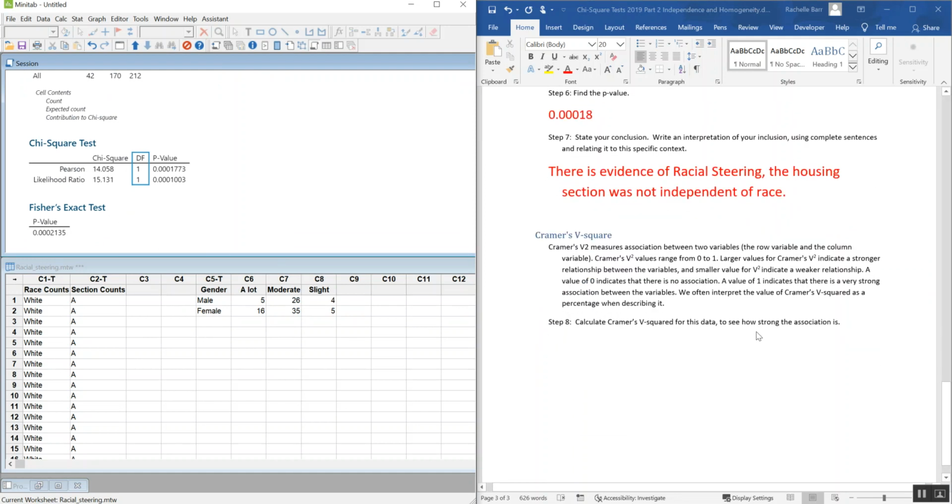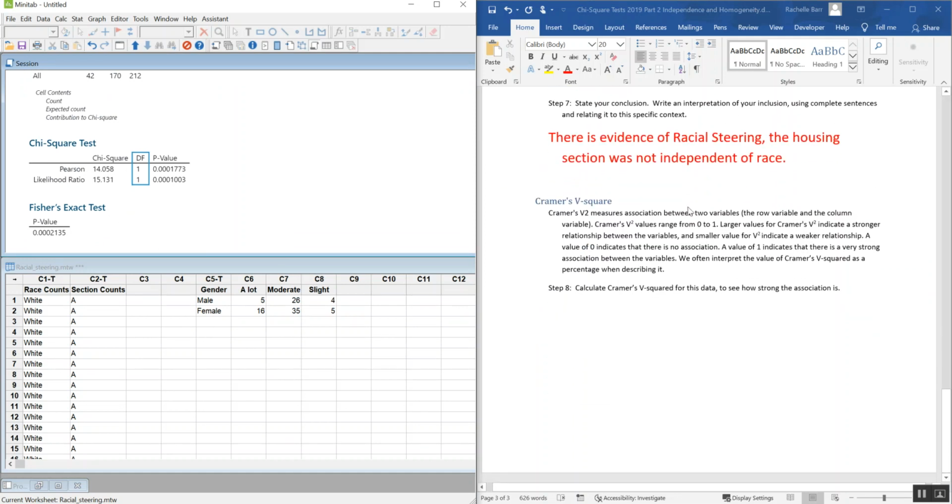So what I'm going to look at next is what's called Cramer's V squared measure of association. This is trying to measure the strength of how these are associated with each other. This is a little bit like the value of R squared, if you remember that from Stats 1, as to how strongly related two quantitative variables are. It's not the best measure of association, but it works. It ranges from 0 to 1. The larger the value is, the stronger the relationship. We're going to interpret this like a percentage, and a value of 1 means it's super, super strong.